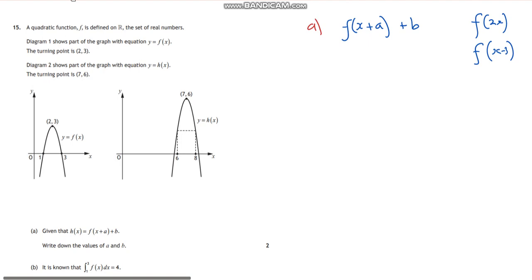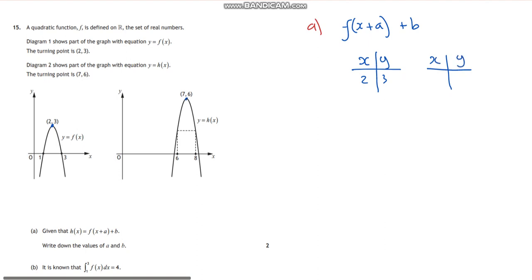So let's have a little look at what we've got. Let's have a look at our points then. Whenever I do this, I always say, okay, what's my original x and y? Well, I know I've got a 2 and a 3, because I know I've got this turning point here. And that turning point has now become 7 and 6.